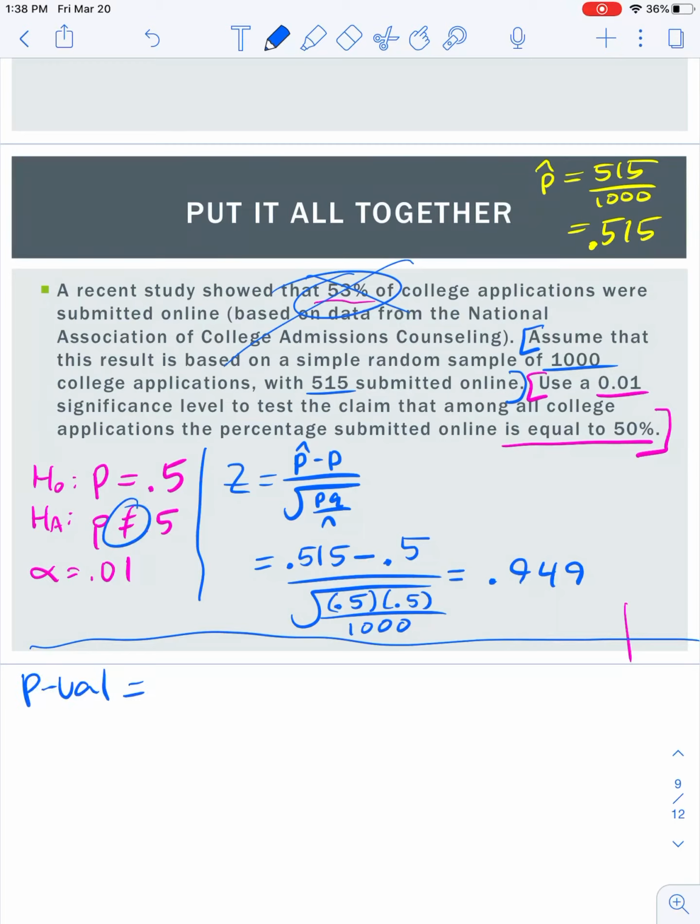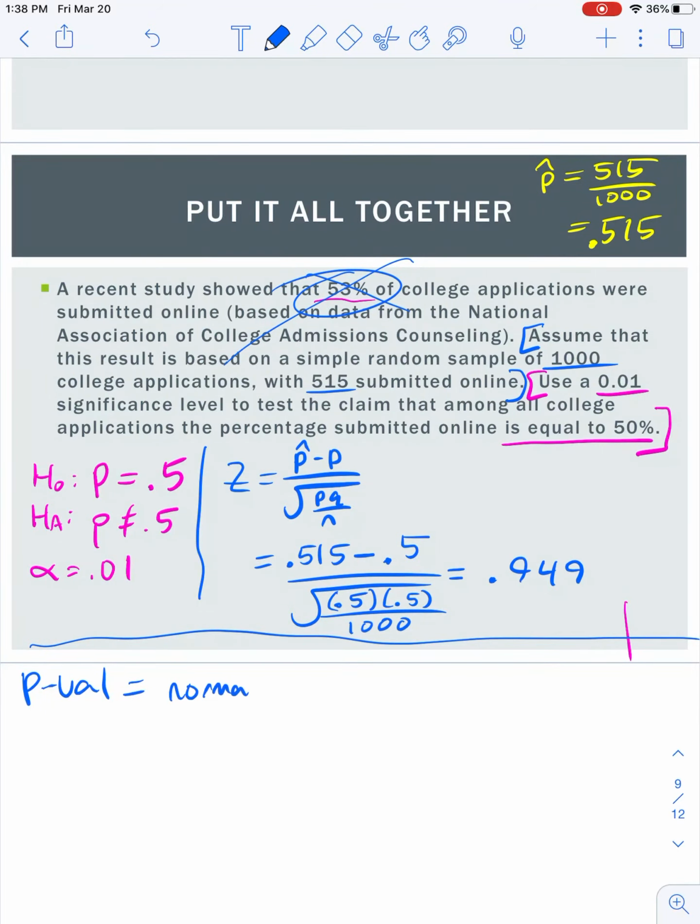Well, this was a not equals to problem. So if it's positive, we'll go to the right and multiply by 2. If it's negative, we'll go to the left and multiply by 2. This is positive. So we're going to go to the right and multiply by 2. So we're going to have normal CDF. Going to the right means we're going to start at the z-score, 0.949, and we're going to go up to infinity, which would be 10, comma 0, comma 1. If you need to draw a picture for that, this is how it looks. 0.949 is over here, and we're shading to the right. So we're going up until infinity, which we call 10.